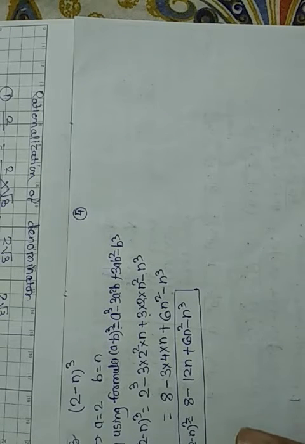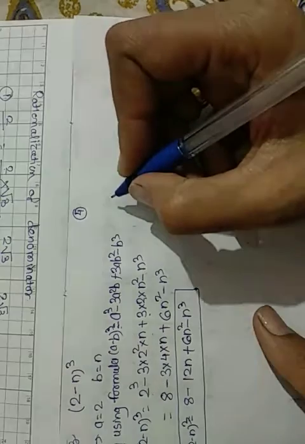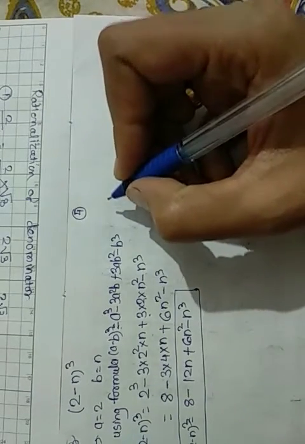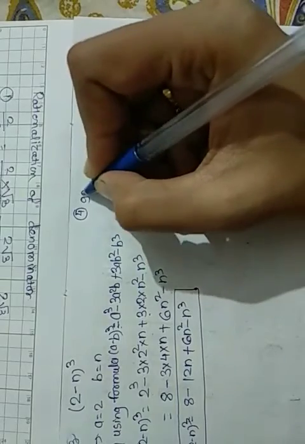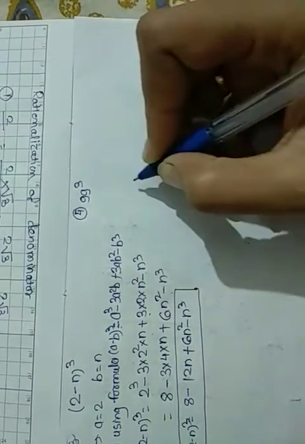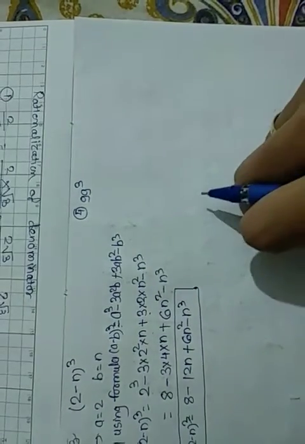Next example number 4. How to find the cube of numbers. Find the cube of 99 using the expansion formula.